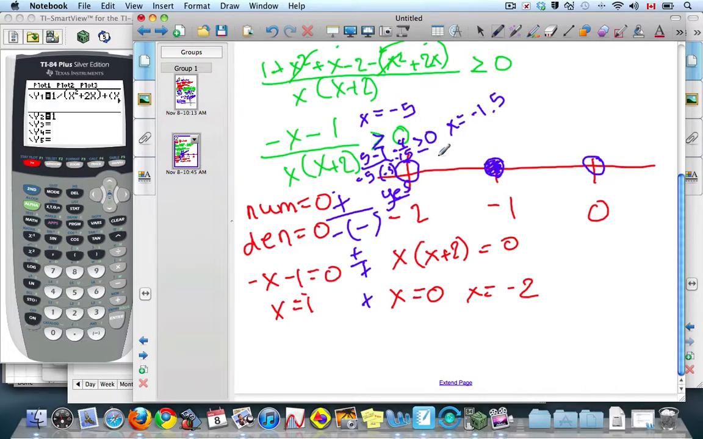So if I put in -1.5, the negative becomes a positive. 1.5 minus 1 is a positive on top. Yes. And on the bottom, I get negative, of course, for the first factor. And then -0.5 plus 2 is a positive. So our answer ends up being negative. Is that greater than or equal to 0? No. Nope.